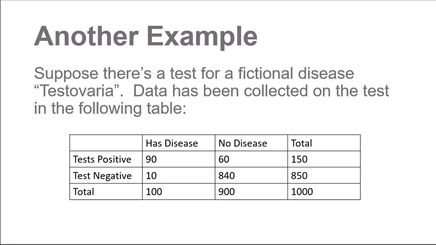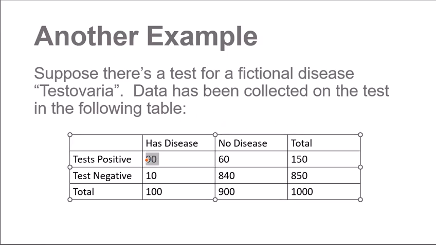Suppose that there's a test for a fictional disease called testovaria, and we have some data collected on this test in the table below. So this table has some rows and columns. In each row we have positive tests, so the people who tested positive for this disease, and then we have negative tests, and then we have the total. And then in the columns we have has the disease, the next column is no disease, and the total.